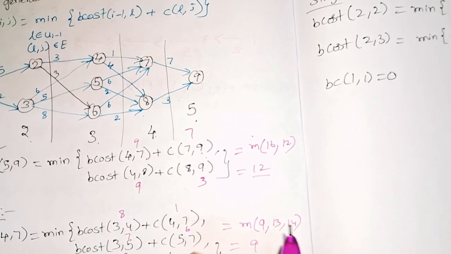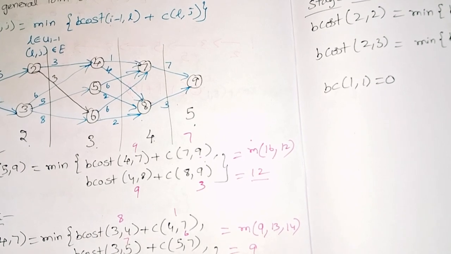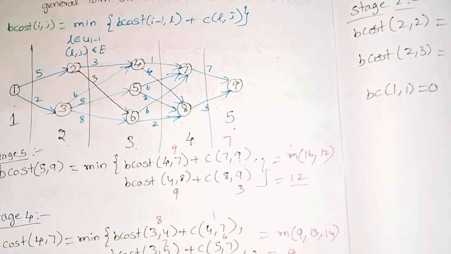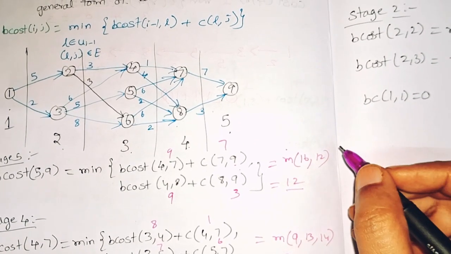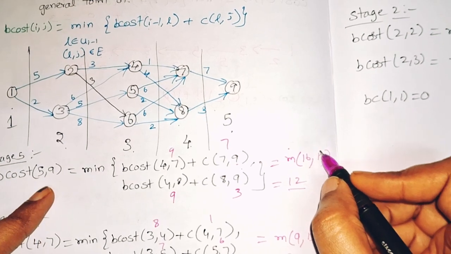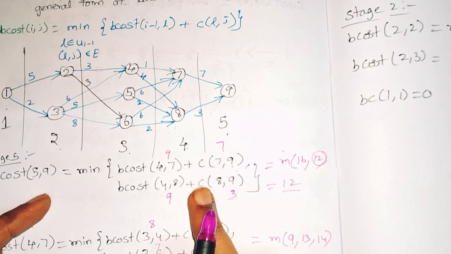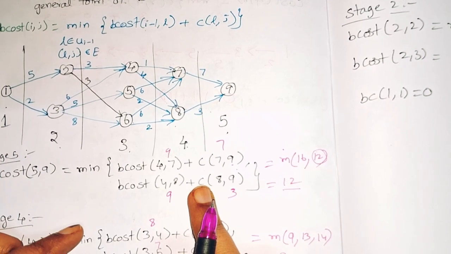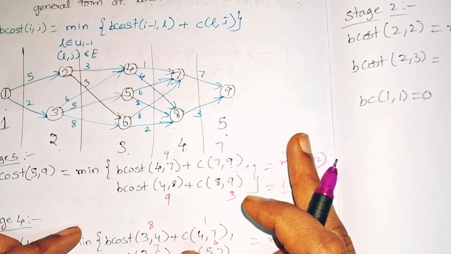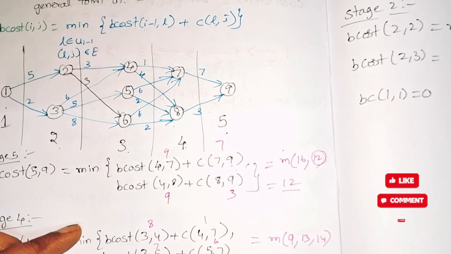In the similar manner, how we find the path from source to destination, we can find the path from destination to source here also. So the minimum one is 12, right? That is from 4 to 8. First we will select the path from 4 to 8 and then 8 to 9. In this manner we will go backward, one step backward, similar to the forward traversal method.